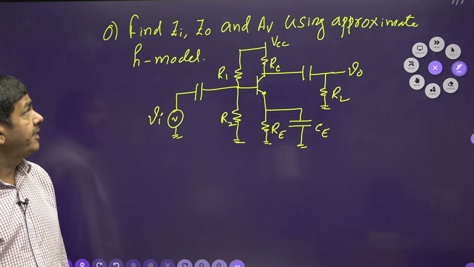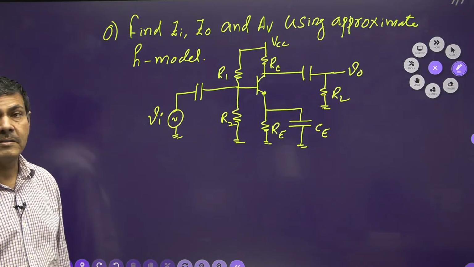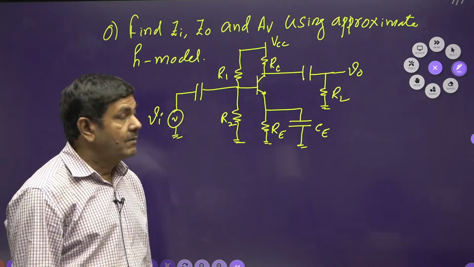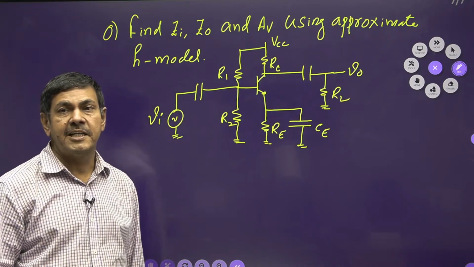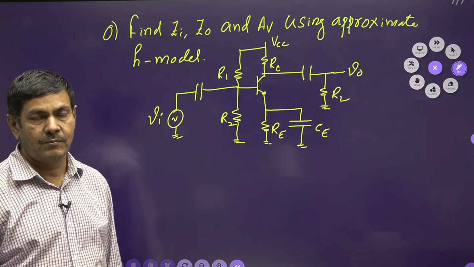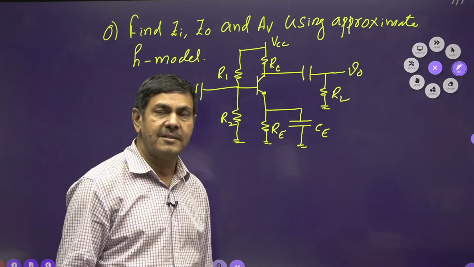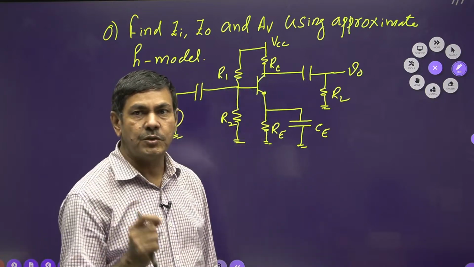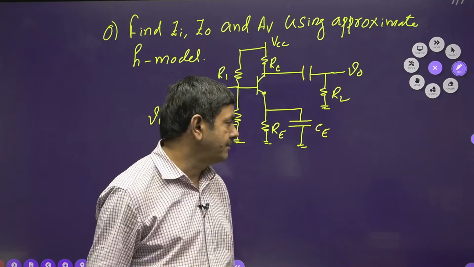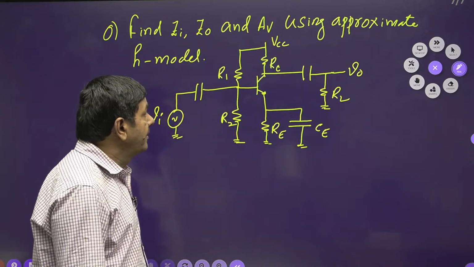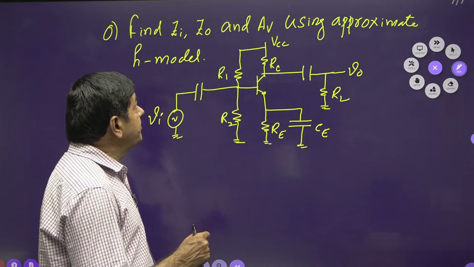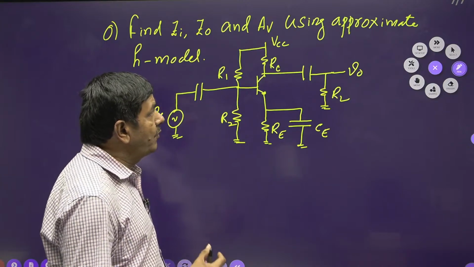But how can we find Zi, Z0 and voltage gain? How to get it? We need to draw the approximate H model equivalent circuit. Once you have drawn that circuit, it becomes very simple to find any parameter. So we should know that point very well. How can we draw it? Point number 1.